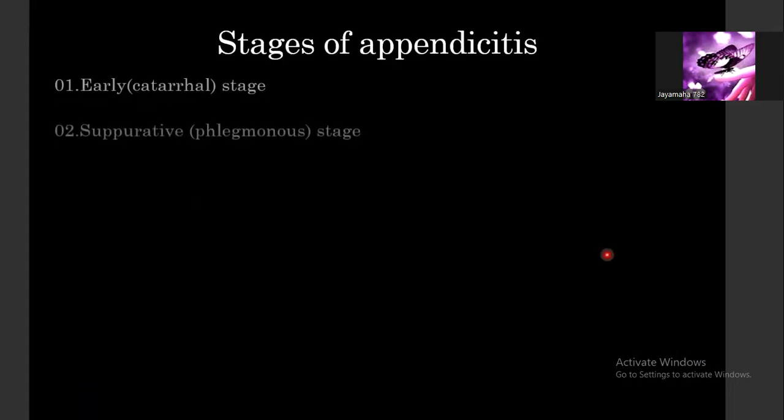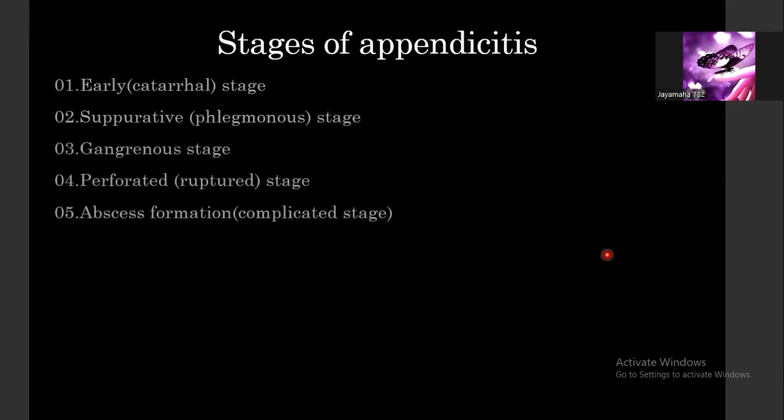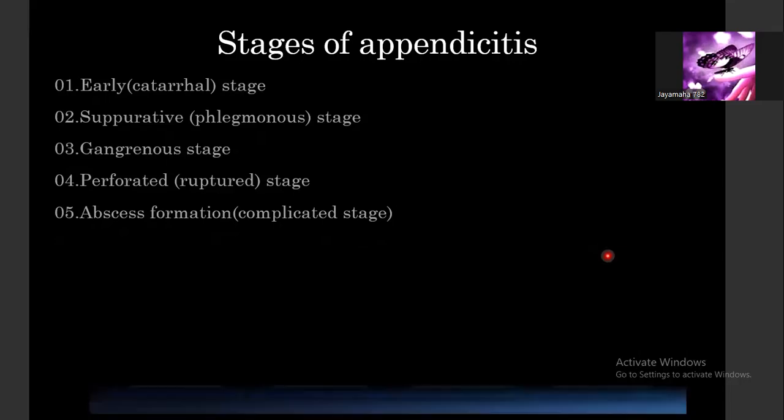In this slide, let's study the stages of appendicitis. They are the early stage or the catarrhal stage. Then the second one is the suppurative or the phlegmonous stage. The third one is the gangrenous stage. And the fourth is the perforated or the ruptured stage. The fifth one, finally, is abscess formation or the complicated stage.